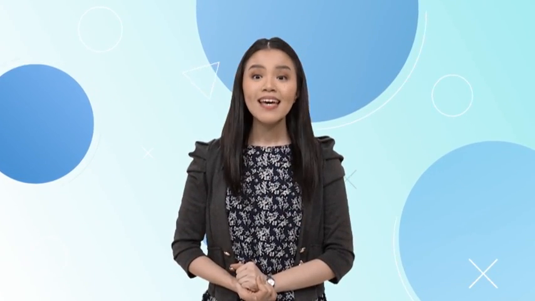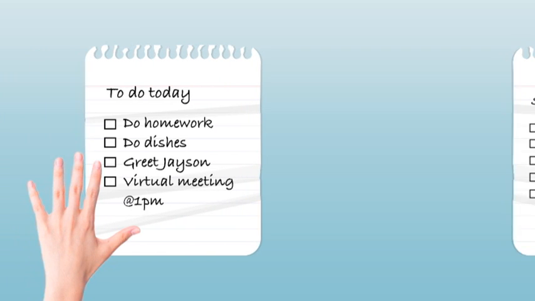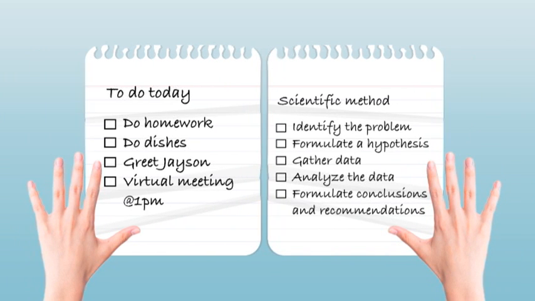The best way to arrive at a sound decision for most of the problems we face is by going through the scientific method. The scientific method is a 5-step process that allows you to arrive to an informed decision. Let's look at the steps involved in the scientific method and apply them to this list of things to do for today. We will leave both lists on screen so you can write it down and use it as reference throughout this lesson.